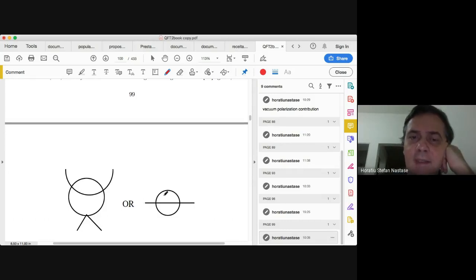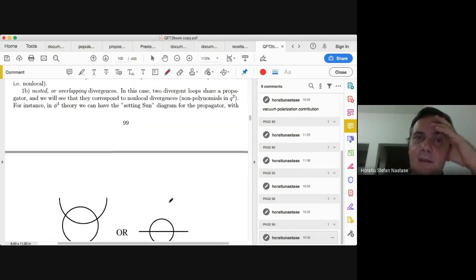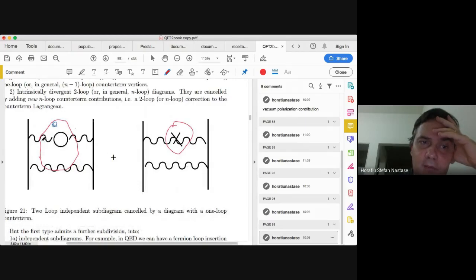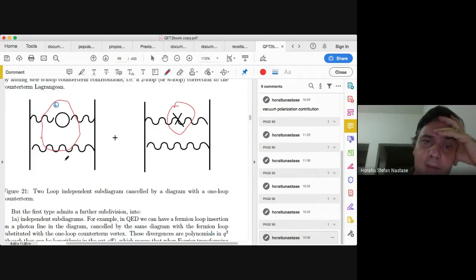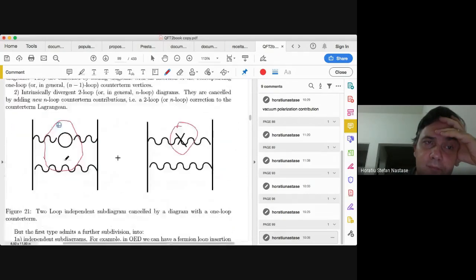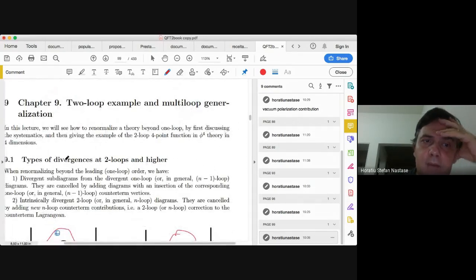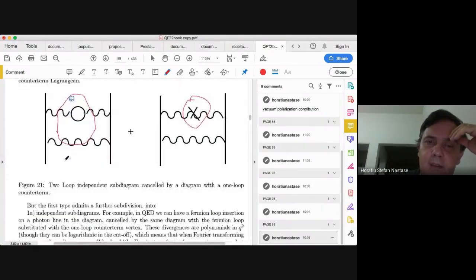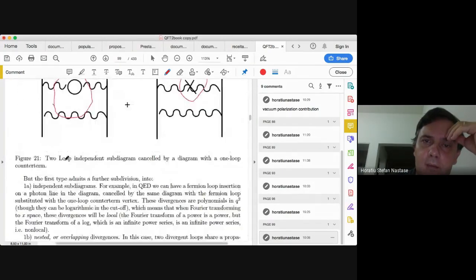So in this case, you see this loop and this loop share a propagator, unlike this case. This divergence does not share any propagator. So if I had, let's say, this and another loop here, they would not share any propagator, so there would be independent subdiagrams.